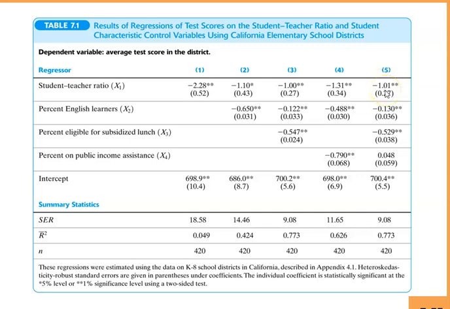So if I was the researcher of this project, I will be very happy because in model specifications 2, 3, 4, and 5, the coefficient of student-teacher ratio does not change by a lot, which means that it is pretty consistent and pretty stable.